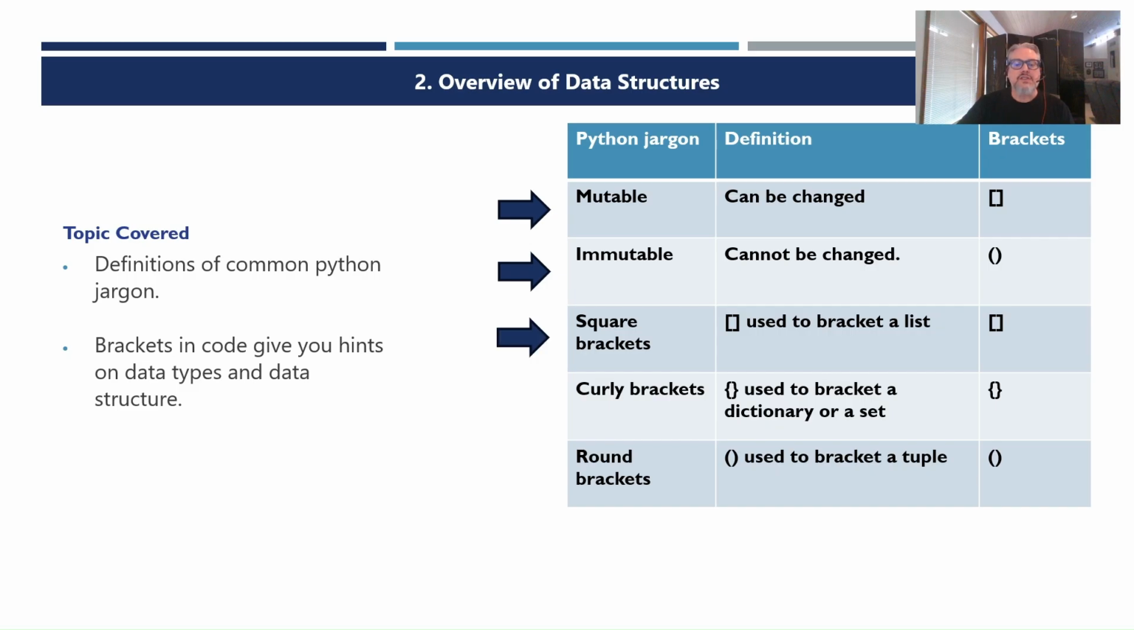Square brackets. Square brackets are used to bracket a list. Curly brackets. Curly brackets are used to bracket a dictionary or a set. Round brackets are used to bracket a tuple. So usually when I show this slide, students say, "Hey Luke, what the heck are lists, tuples, sets, and dictionaries? Can you give us some examples?" I sure can, and that's what we're going to cover in the next slide.